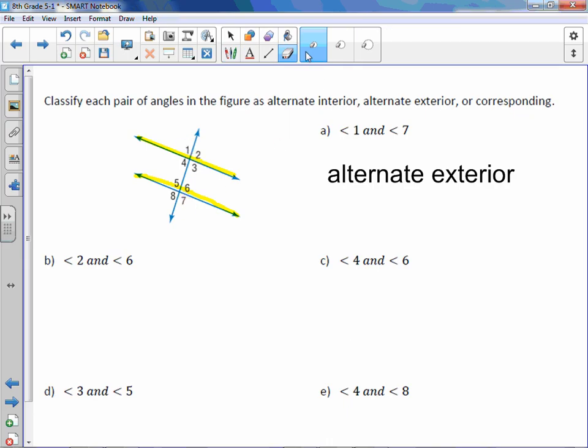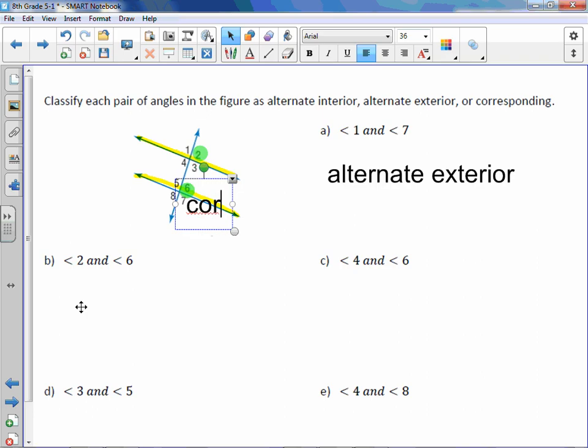Angle 2 and angle 6. Well, 2 is an exterior angle. It's on the outside of those parallel lines. And 6 is on the inside. So I know they can't be exterior or interior angles. So then I'm going to look, are they in the same position of the intersection? Well, 2 is on the top right, and 6 is on the top right. So yes, they're the same position, which means they are corresponding.